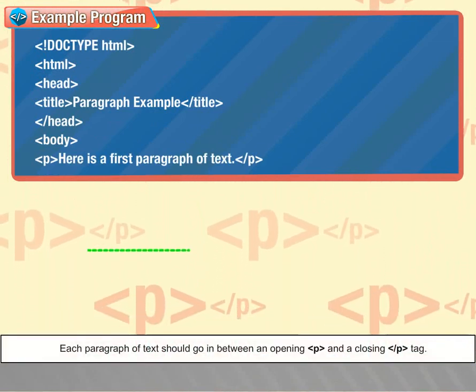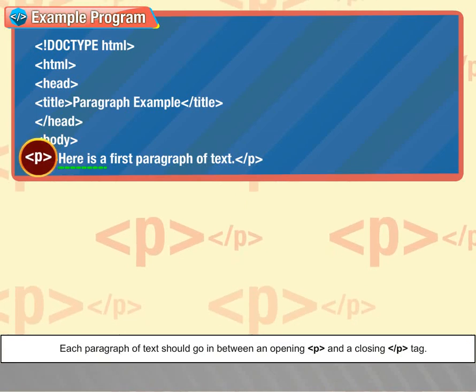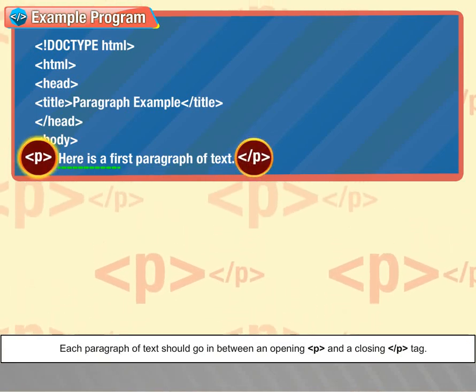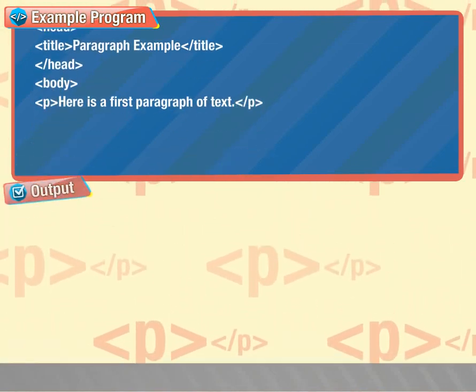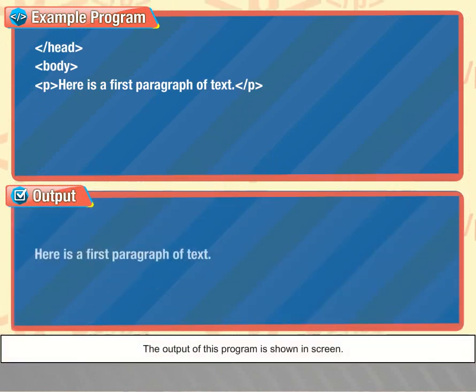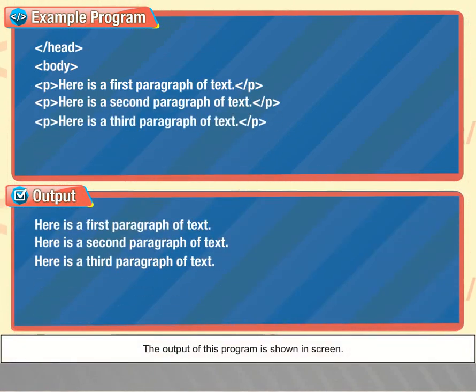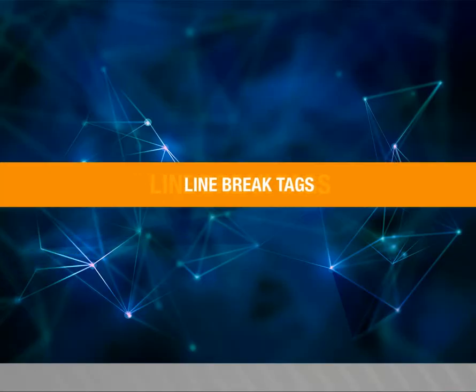Each paragraph of text should go in between an opening P and a closing /P tag. The output of this program is shown in screen. Line break tags. In this video, we are going to see about line break tags.